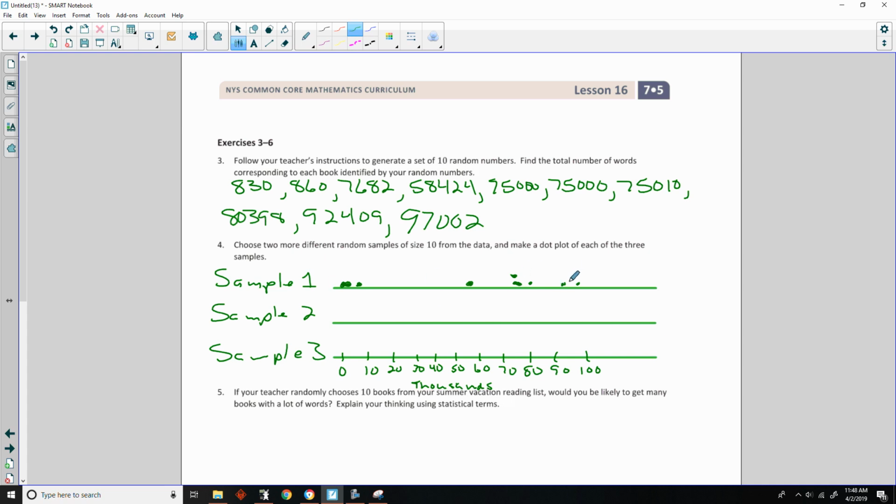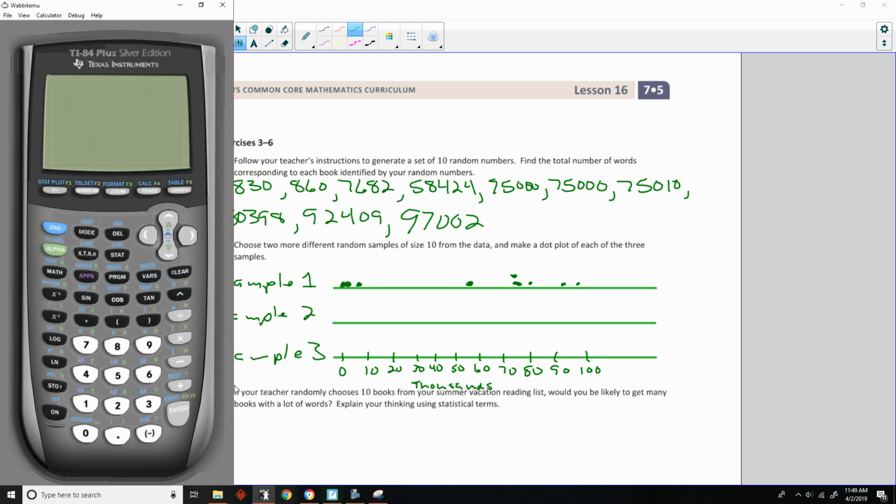Okay, so now let's take a look. If your teacher randomly chooses 10 books from your summer vacation reading list, would you be likely to get many books with a lot of words? Explain your thinking using statistical terms. So let me do this sample 3 more times, and I'll just use the calculator and not write them down.